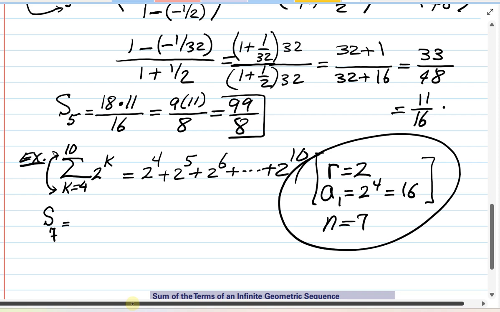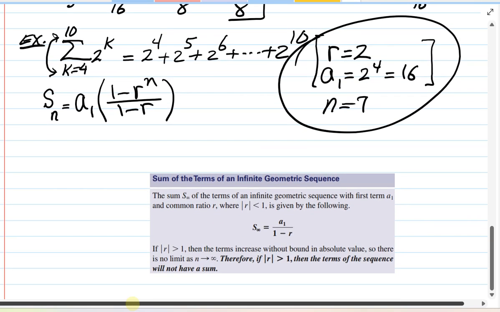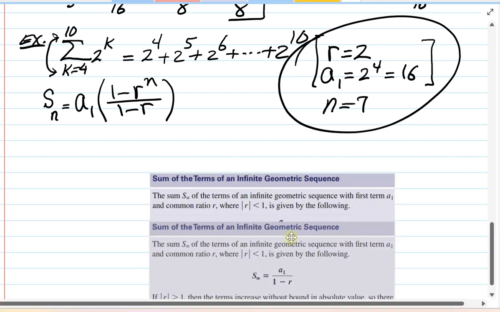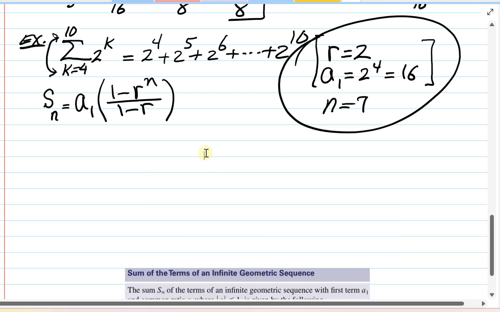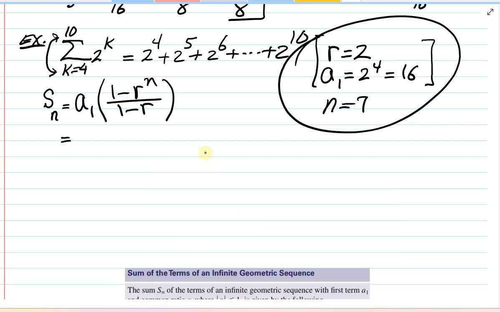S sub 7 again. Let me write the formula one more time. It's a1 times (1 minus r to the n) over (1 minus r). True? Now, let me hide this one. We don't want this yet. We're getting there in a moment. So let me plug it in. S sub 7 is going to be first term, 16, times 1 minus the common ratio 2 to the 7th, divided by 1 minus 2. So this is going to be 16 times 2 to the 7th now.